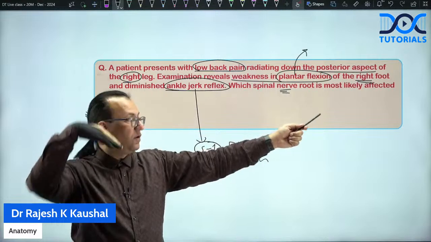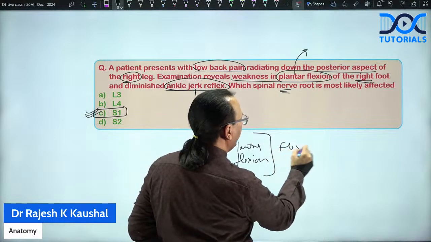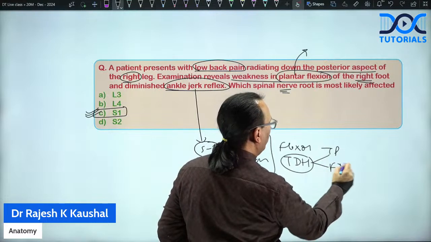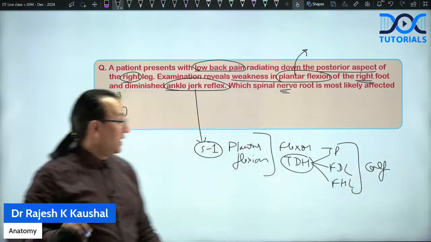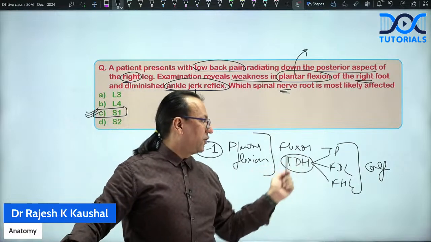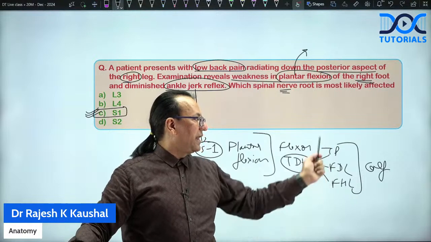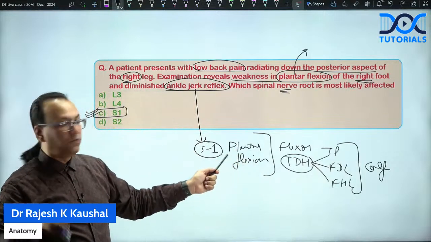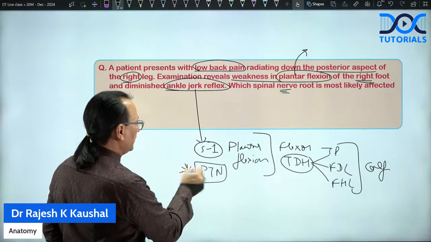You know who is doing this? This is all done by flexor Tom, Dick, and Harry: tibialis posterior, flexor digitorum longus, flexor hallucis longus, which were in the posterior compartment of the leg. They were doing flexion. And what was the nerve? Posterior tibial nerve, with root value S1. So that has been compromised.